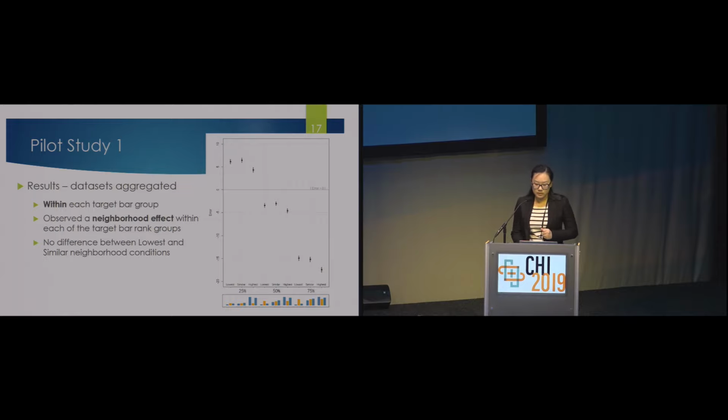This is the results with all the data sets aggregated, and we can see a very clear neighborhood effects in each of the target bar group. Let me introduce in more detail.